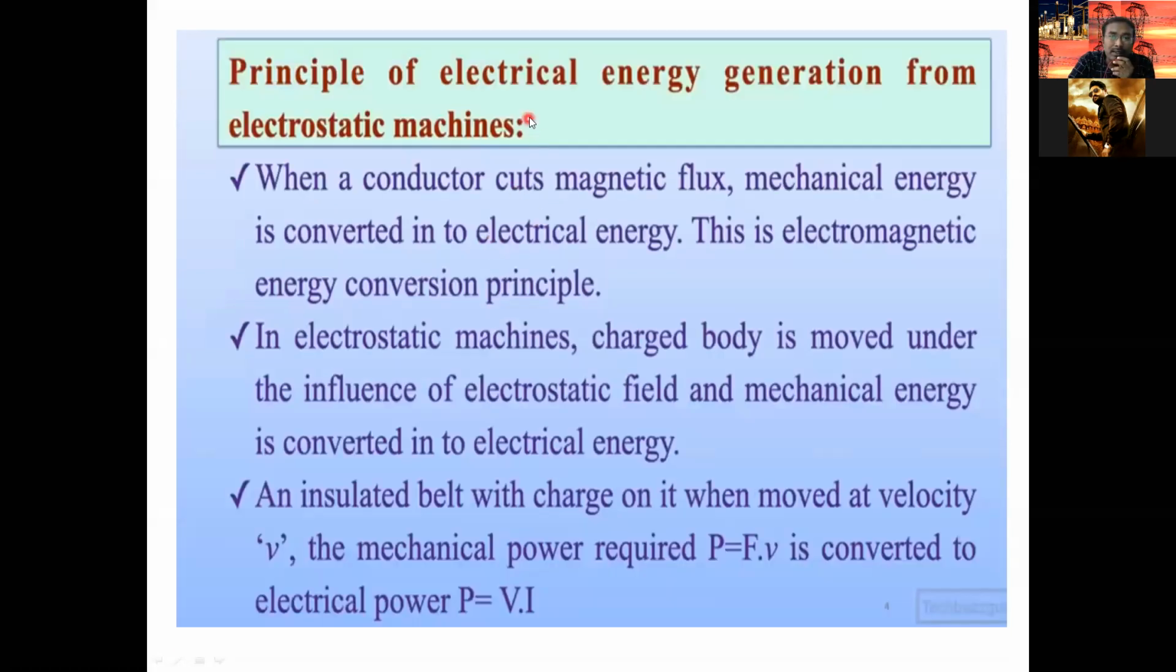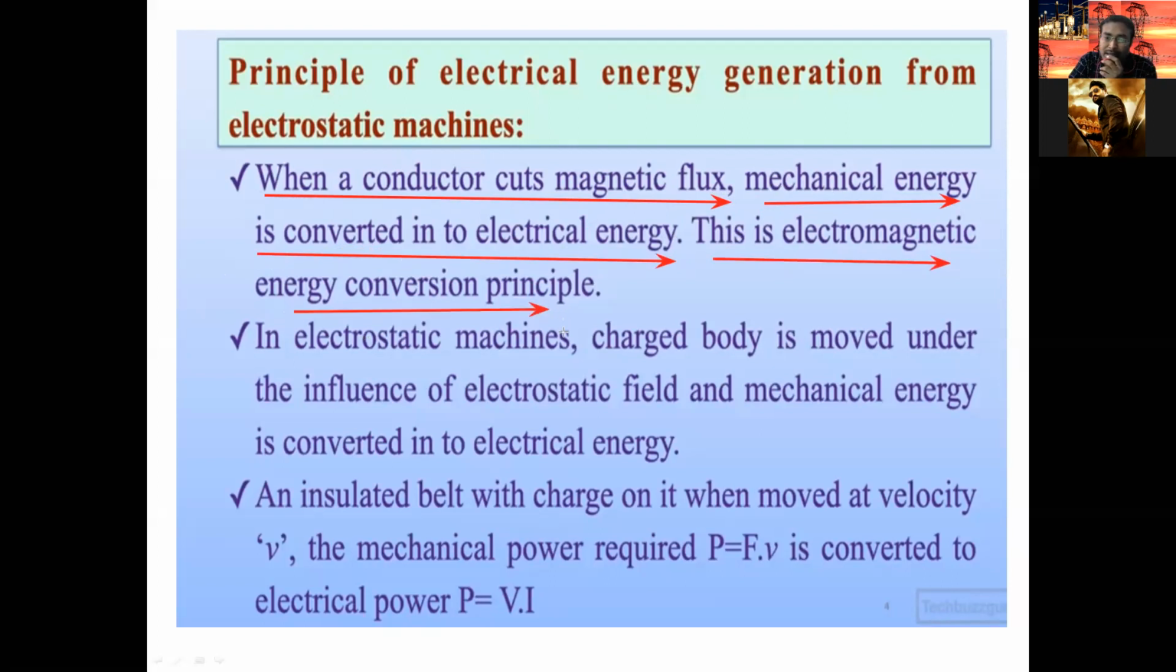Next, principle of electrical energy generation from electrostatic machines. I will write this concept. First one, when a conductor cuts magnetic flux, mechanical energy is converted into electrical energy. This is the electromagnetic energy conversion principle. Okay, same as the generator principle.